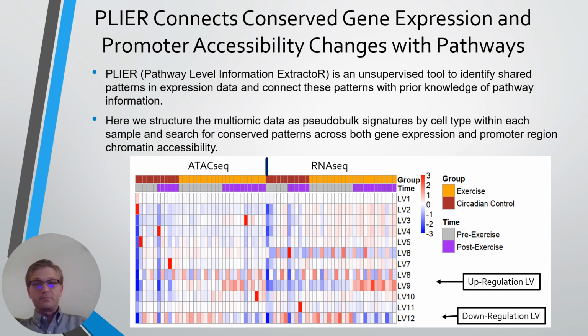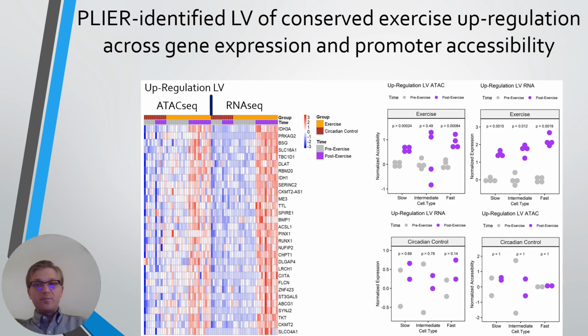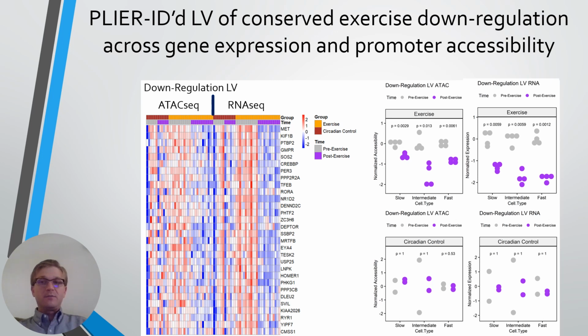The upregulation LV represented a significant increase in expression in all 3 fiber types post-exercise, an increase in accessibility in both fast and slow fiber types. Genes associated with this LV were enriched for cellular respiration and SLC-mediated transport. The downregulation LV represented a significant decrease in expression and accessibility post-exercise in all 3 fiber types. Genes associated with this LV were enriched for the circadian clock, spliceosome, GAB1 signaling, and the mTOR pathway.